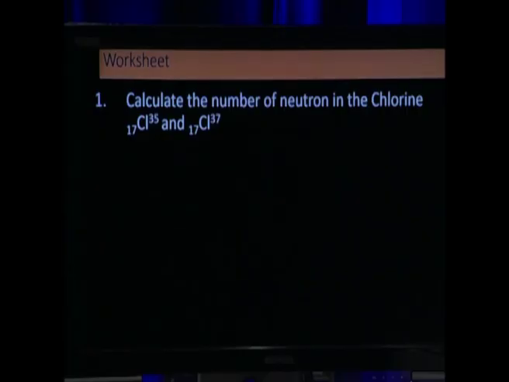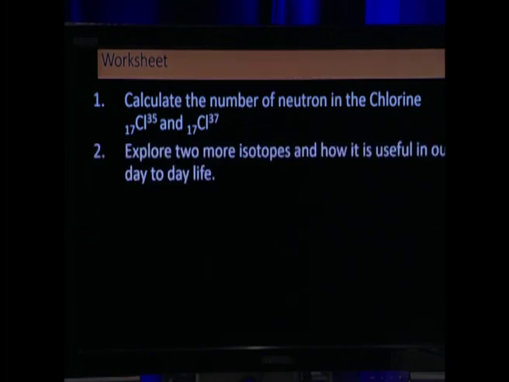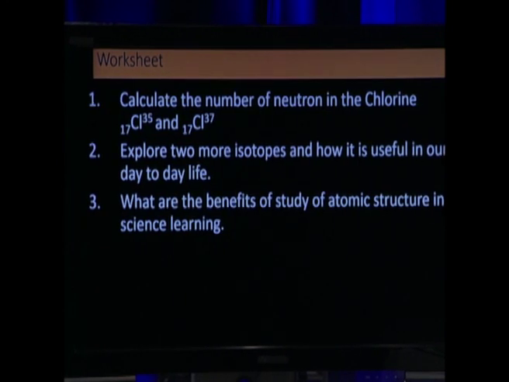Okay children, so this is for you to explore more on today's session. Calculate the number of neutrons in chlorine 35 and chlorine 37. Explore 2 more isotopes and how they are useful in our day-to-day life. Number 3, what are the benefits of the study of atomic structure in science learning?